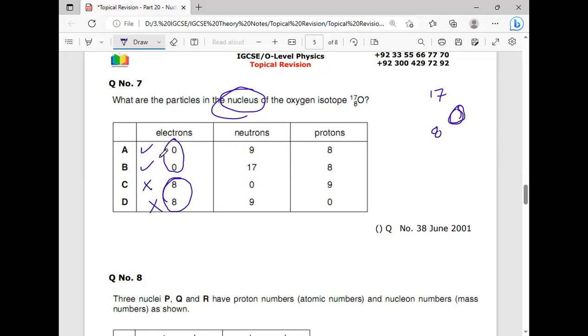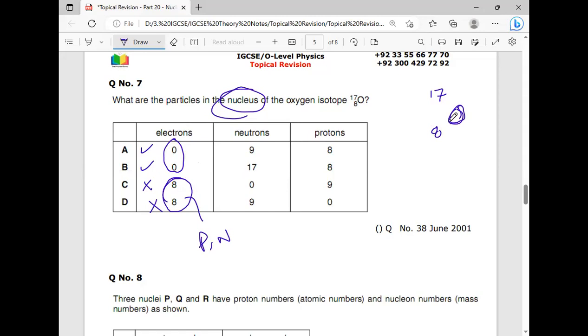So in the nucleus there are no electrons. It means options A and B can be possible. C and D cannot be possible because in a nucleus there are no electrons. In a nucleus only protons and neutrons are there. Okay.